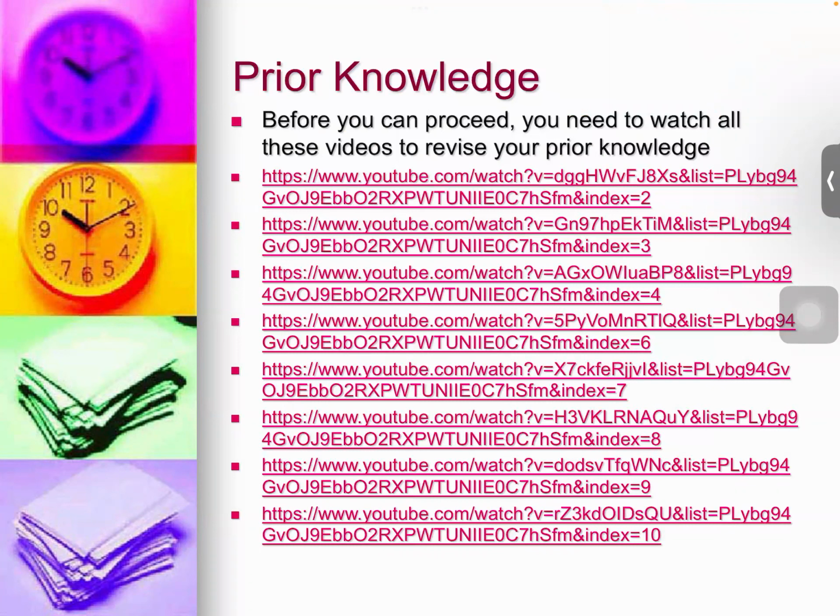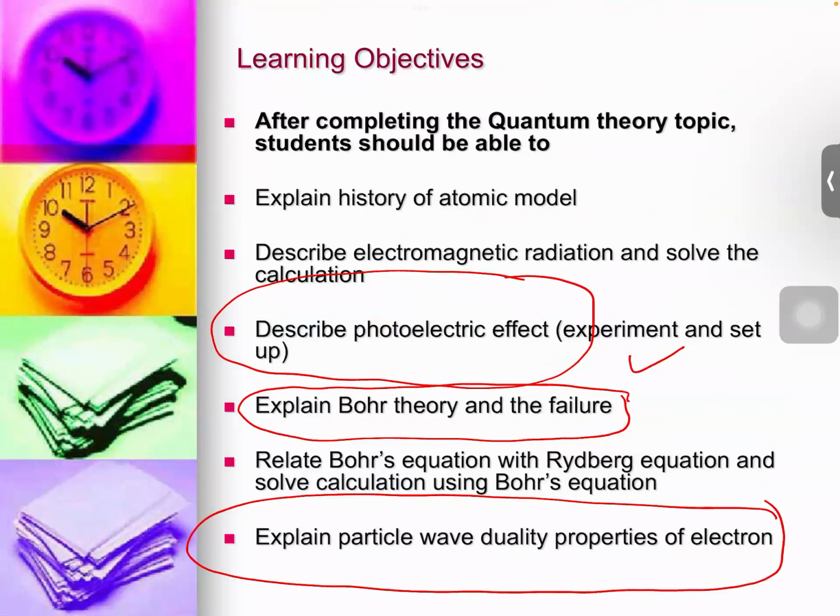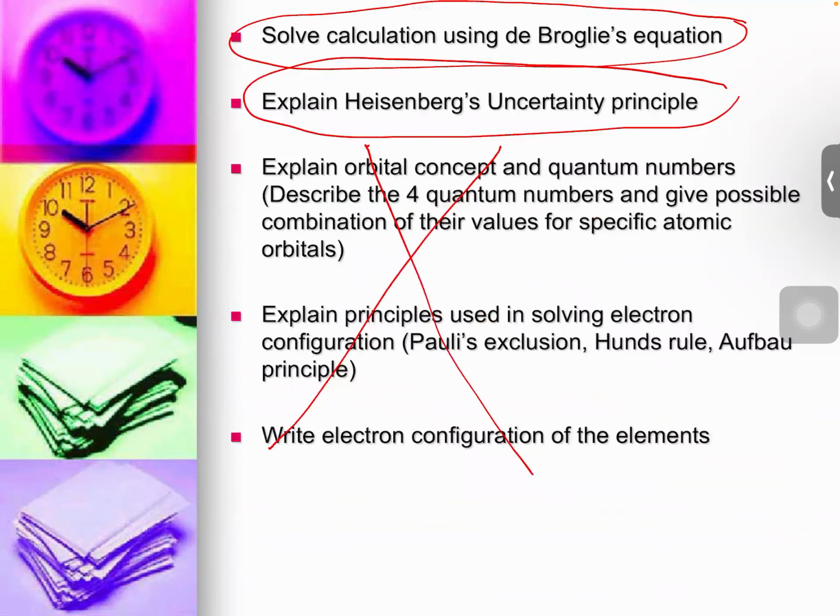Okay, so this one I have shared. If you wish to have prior knowledge for this topic, it's good to look at this list of YouTube videos because it has animation. If it is animation, it's easier for you to understand, especially when we talk about the history of atomic model, electromagnetic radiation, what we call EM just now. This is the first thing that you need to understand: what is electromagnetic radiation.